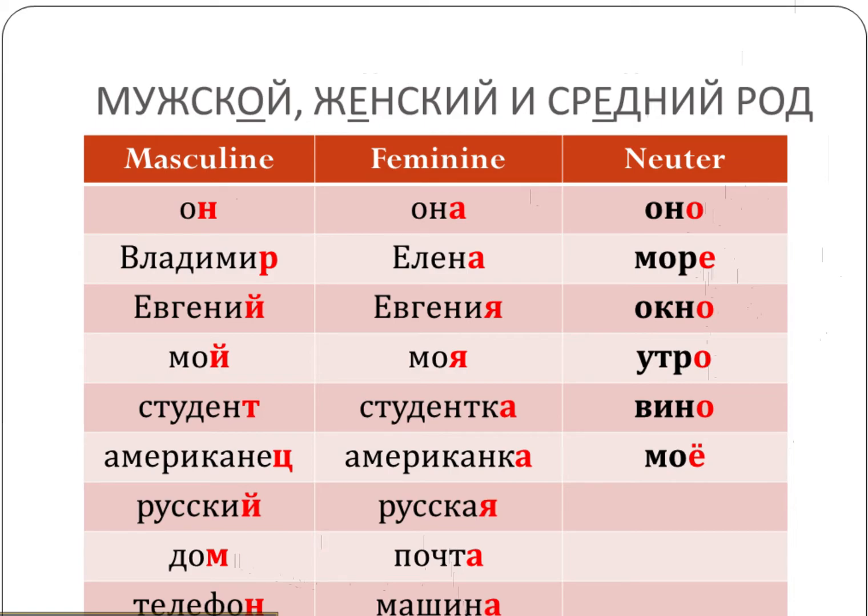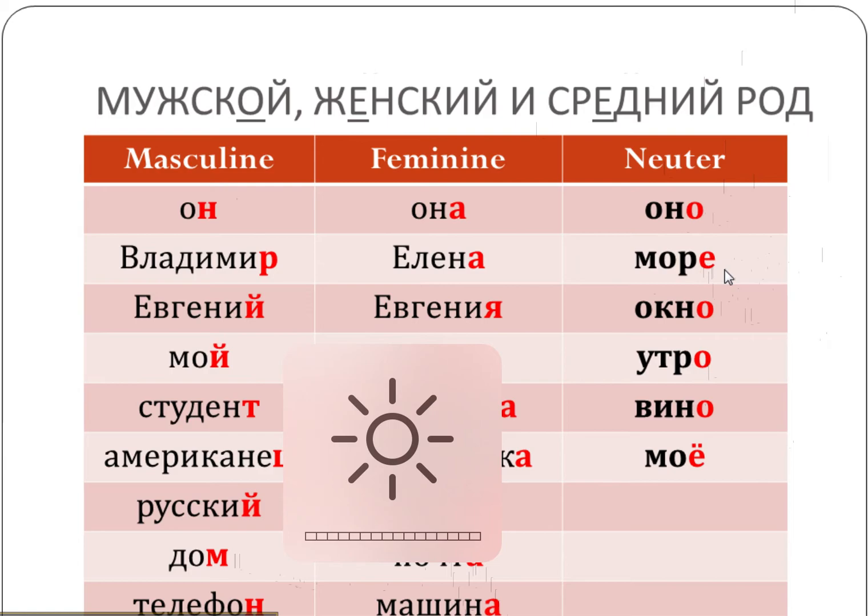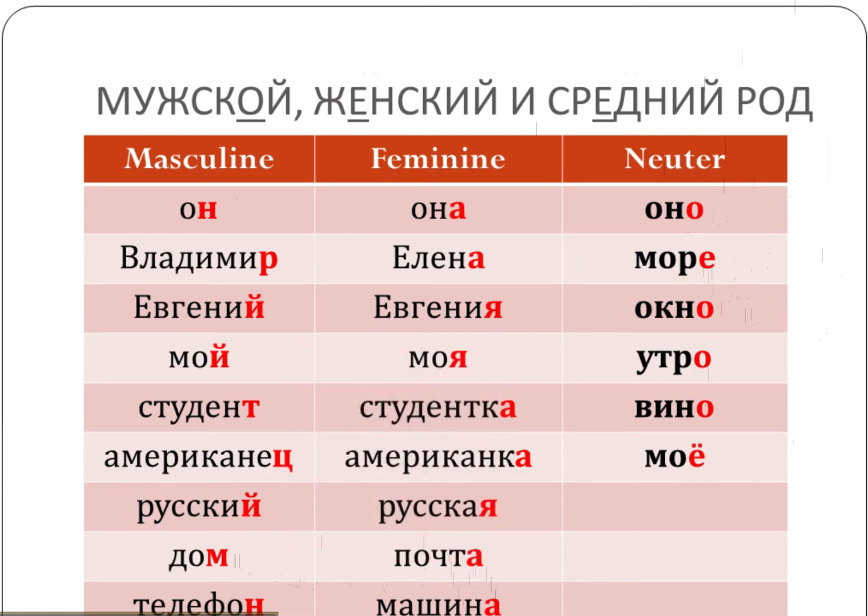Some of the inanimate objects, the words for those will end in а or я and will be considered feminine. And quite a small group of inanimate nouns will end in о or е, and those are called neuter words. So you have right now a very small group of them. It's a small group anyways.